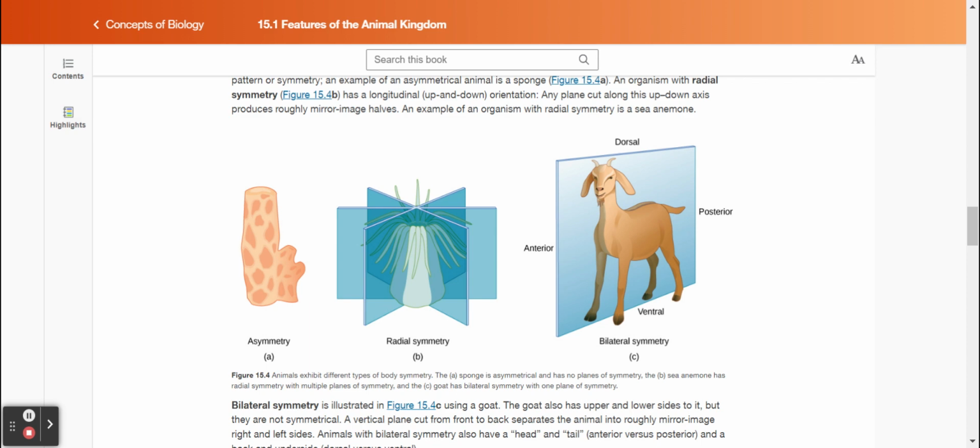Figure 15.4. Animals exhibit different types of body symmetry. A shows a sponge with asymmetrical or no planes of symmetry. B shows sea anemones with radial symmetry and multiple planes of symmetry. And C shows a goat with bilateral symmetry and with one plane of symmetry.